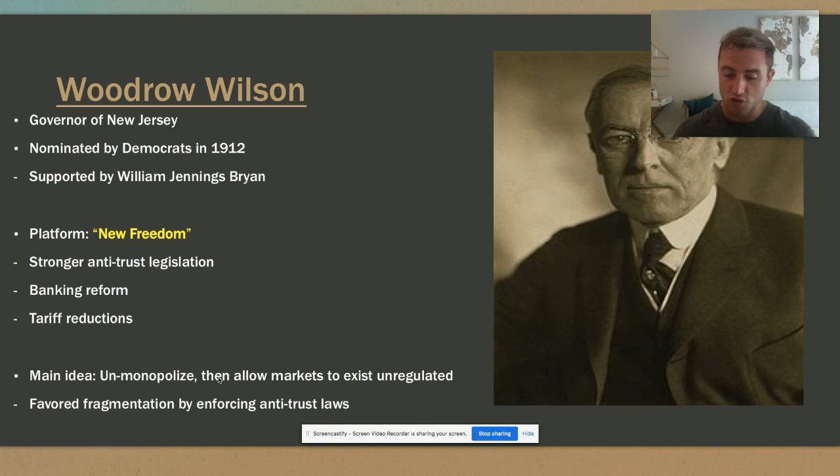Wilson says, no, trust should just not even be allowed to form. And so there's a big difference in ideology there. Wilson also wants to reform the banking system. The national banking system has been around since Abraham Lincoln.